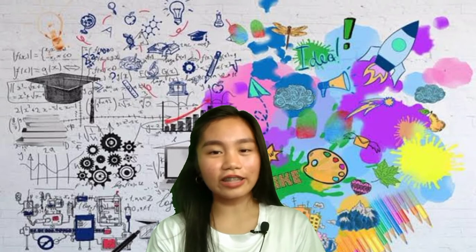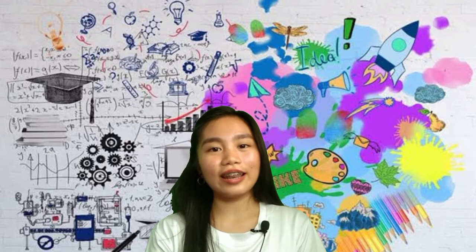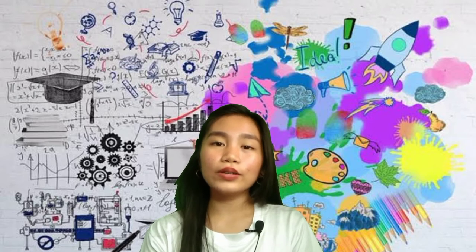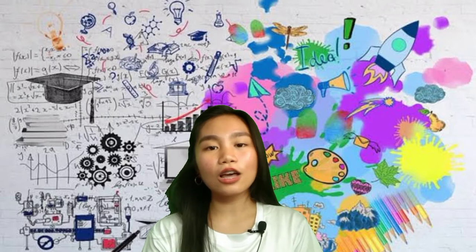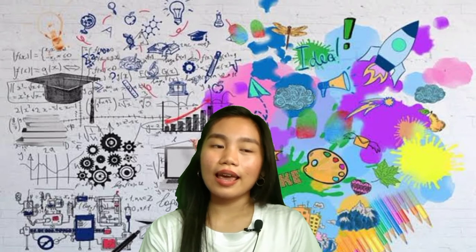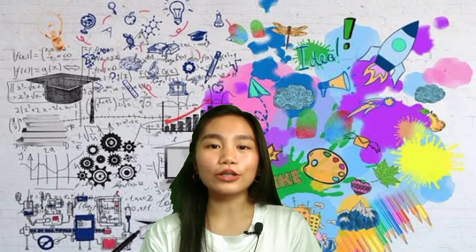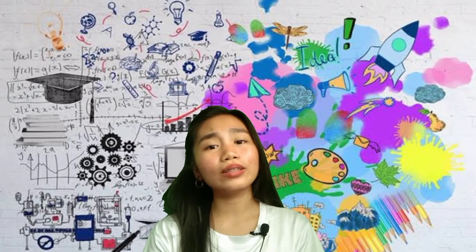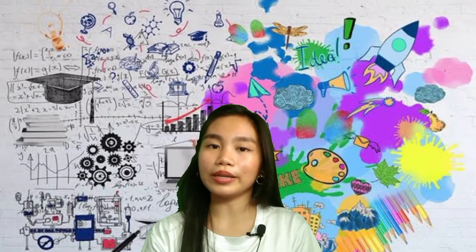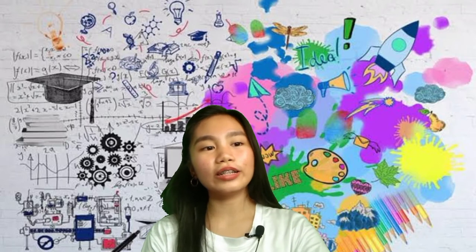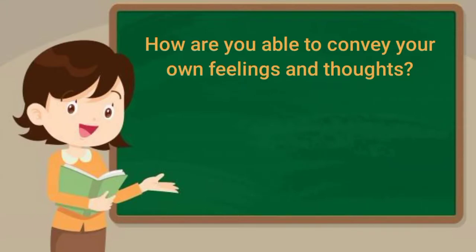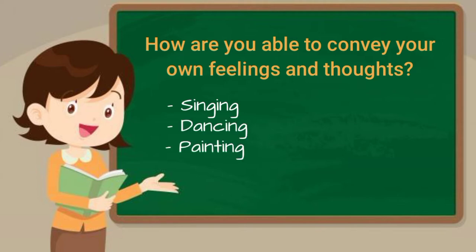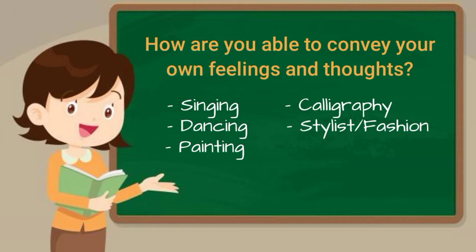Visual art is a rich and complex subject whose definition is in continuous change alongside the culture surrounding it. Because of this, how we define art is in essence a question of agreement. In other words, the meaning of art will depend on the perception of the artist himself and on how it complements the ideas he absorbs from his environment. To give you a clear view of how you define art, ask this to yourself. How are you able to convey your own feelings and thoughts? Is it through singing, dancing, painting, doing calligraphy, or in how you dress yourself?